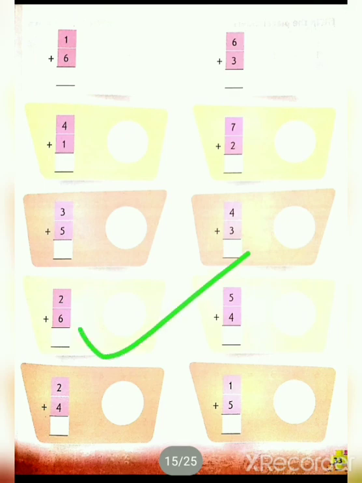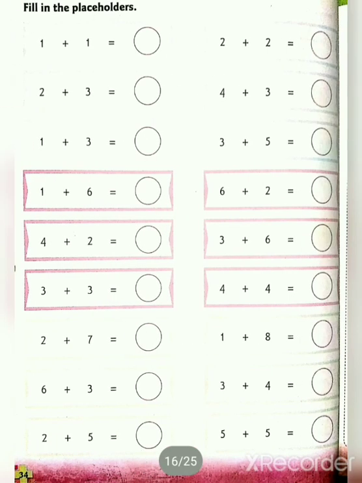Now this page is your homework. Complete this page also. Fill in the placeholders. This page you will complete by using the method addition using lines.